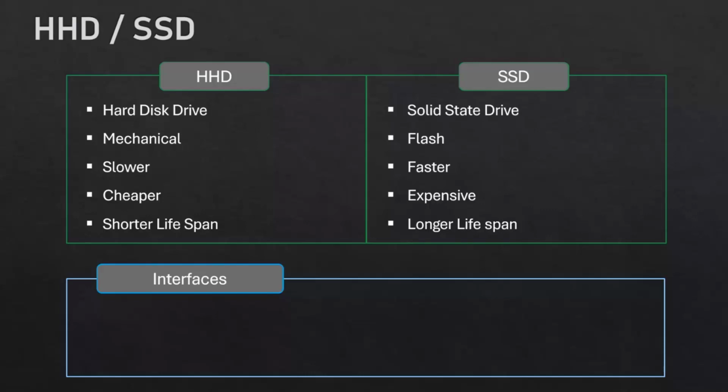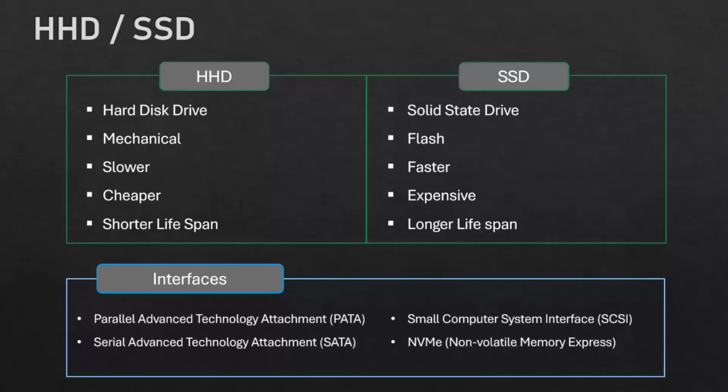But in order to communicate this data with other devices, we need interfaces. These interfaces have evolved over time. So we have Parallel Advanced Technology Attachment, where data used to be sent as multiple bits at a single time. Then this was converted into serial, where each bit is sent in a serial fashion. So this helped in improving the performance. With PATA, we were able to send around 100 Mbps. With SATA, it moved to more than 150 Mbps.